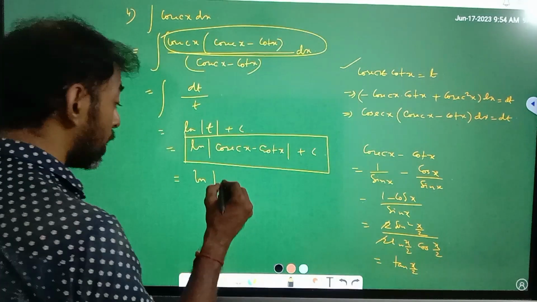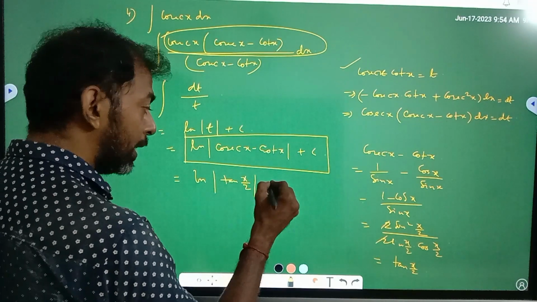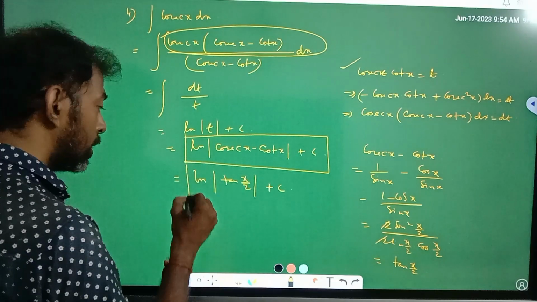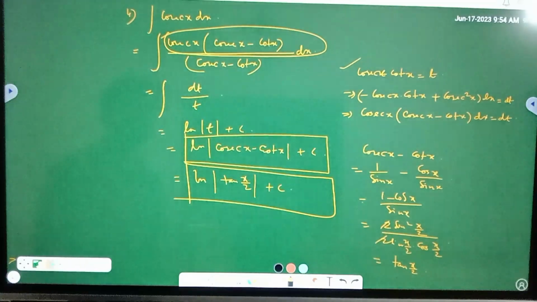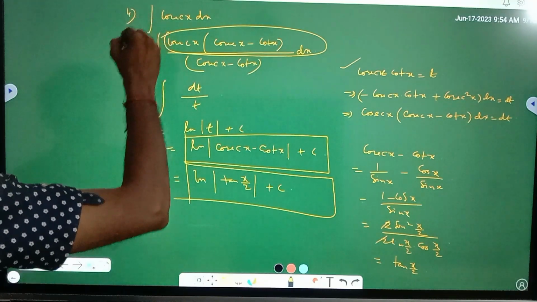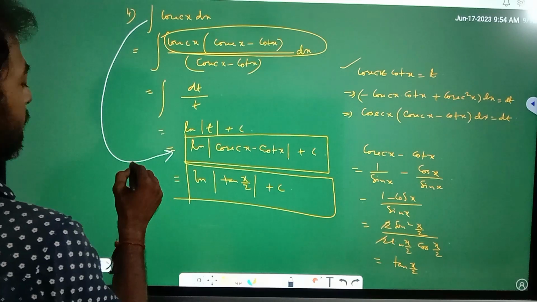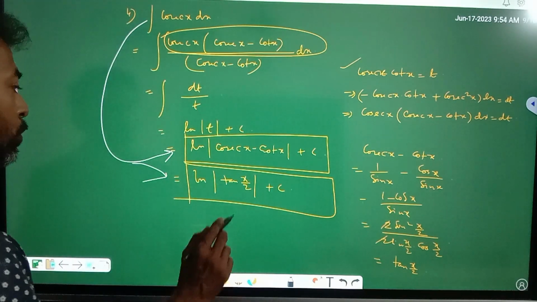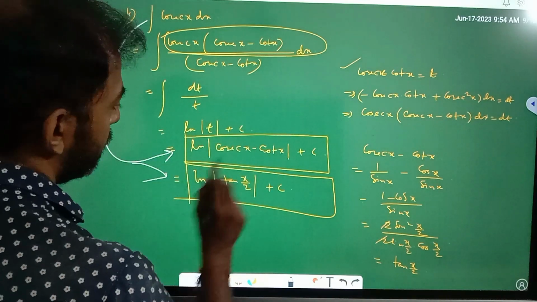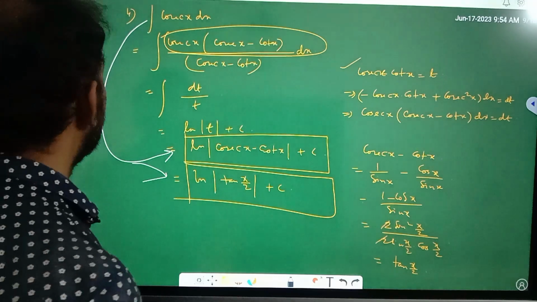So ultimately what will be the formula here? That will be log mod tan x by 2 plus c. So our alternative formula is log mod tan x by 2 plus c. So integration of cosec x, first formula is log mod cosec x minus cot x, and the second formula is log mod tan x by 2 plus c. You need to apply these two formulas in various problems.